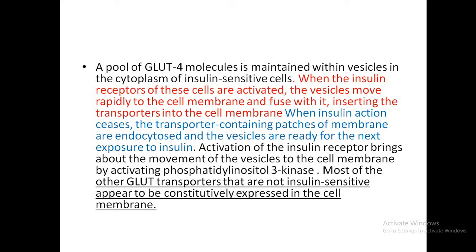This is how insulin via GLUT4 helps to transport glucose. Activation of this insulin receptor brings about the movement of vesicles to the cell membrane by activating phosphatidylinositol 3 kinase. Other glucose transporters are not insulin sensitive. Most of them are not insulin sensitive and they appear to be constitutively expressed in the cell membrane.